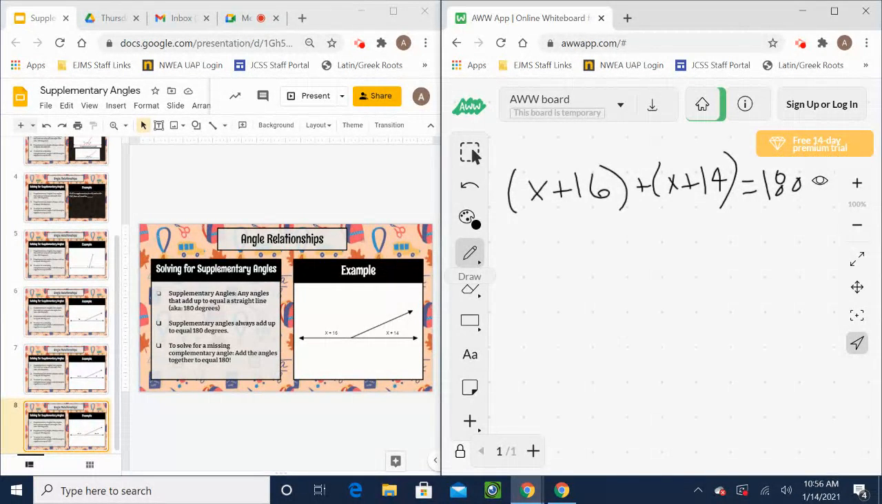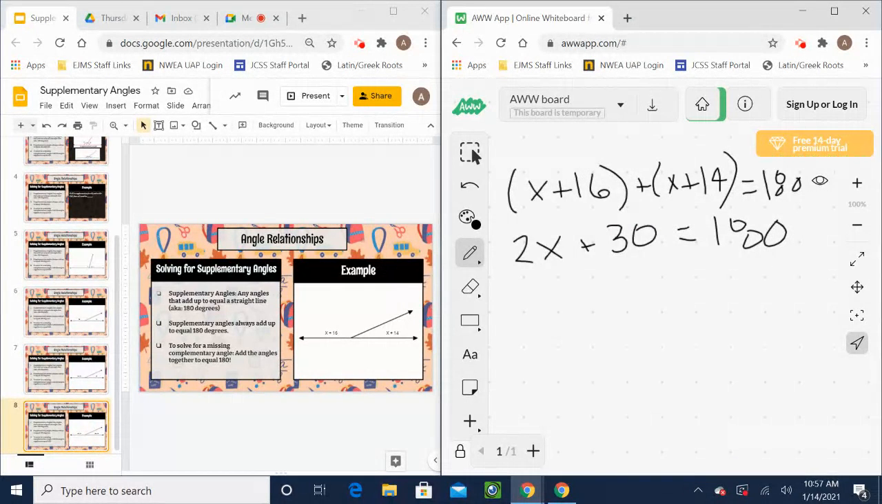Okay, you guys, on this one, we got to do a lot of combining. Okay, so if I notice, I've got x and x. Well, x plus x, that equals 2x. 16 and 14, I can add those together. 16 plus 14 is going to give me 30. Okay, so now everything's real simple. Okay, 2x plus 30, and that's still going to be equal to 180.